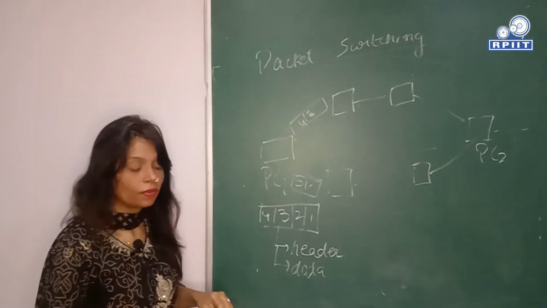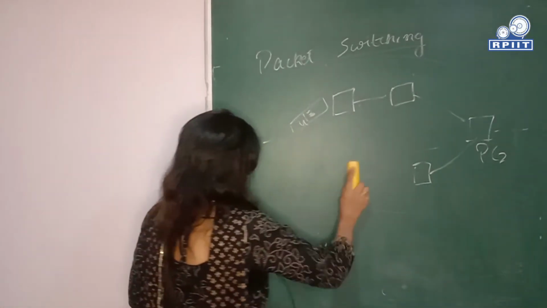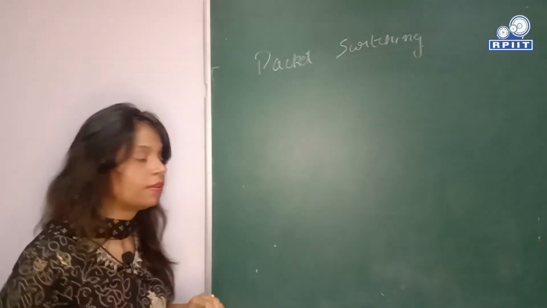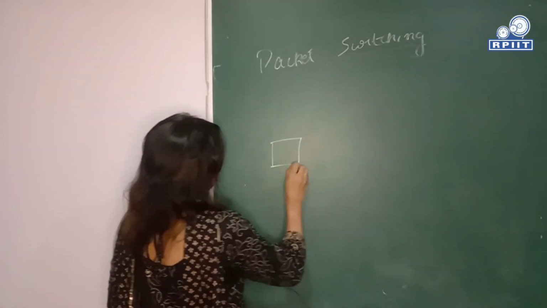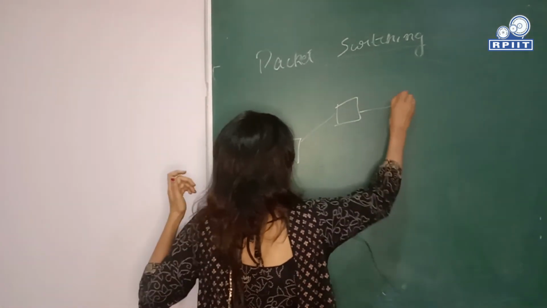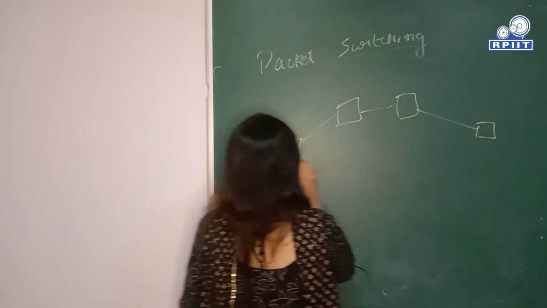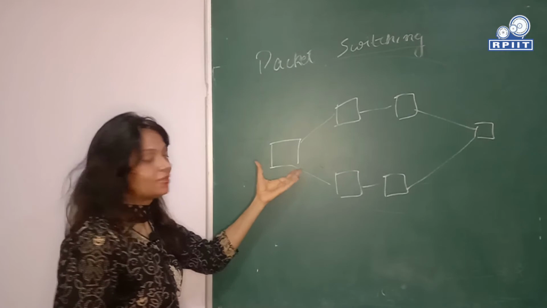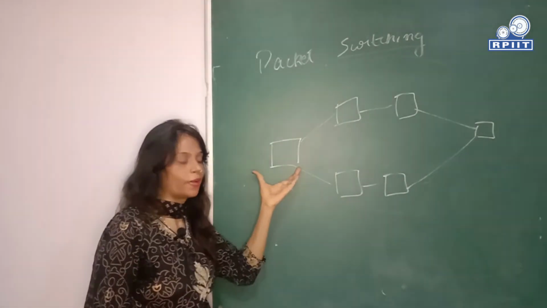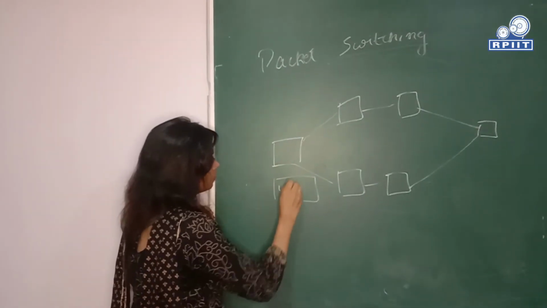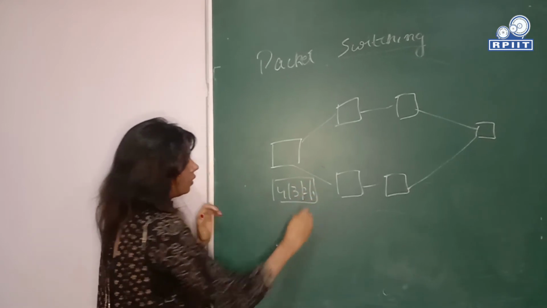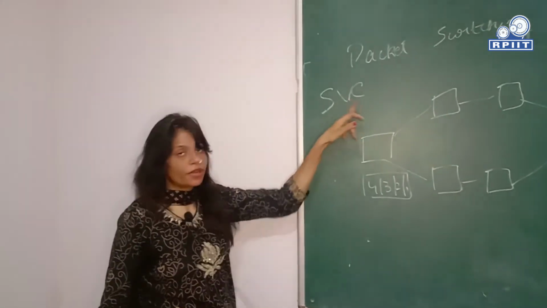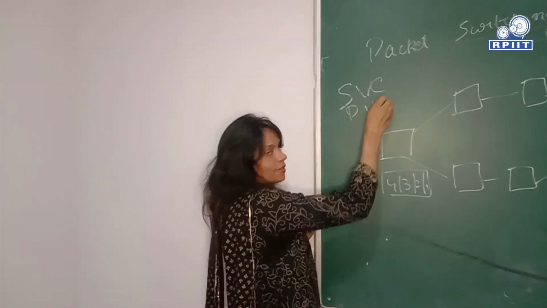Like I'll explain to you. I hope it is clear to you all. Like the sender has some data to transmit. Okay, so again in virtual circuit approach we have two different methods, that is switched virtual circuit and permanent virtual circuit.